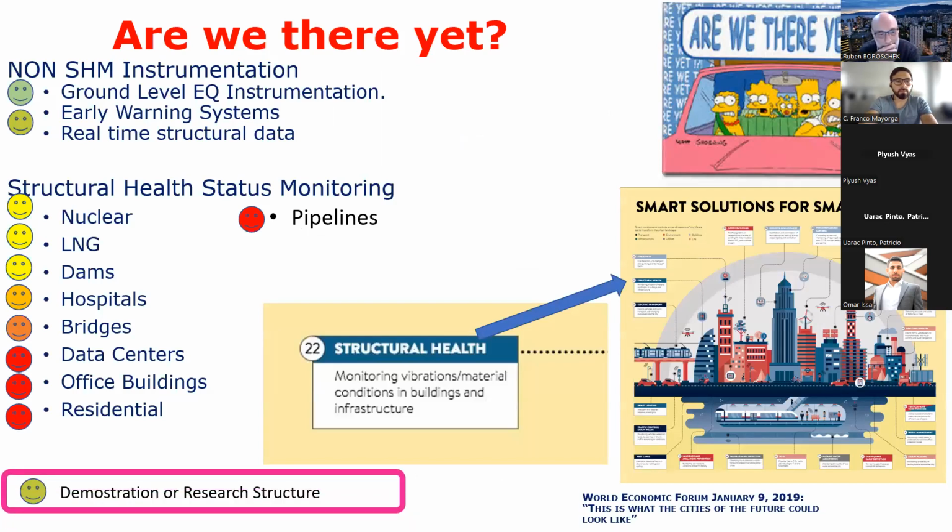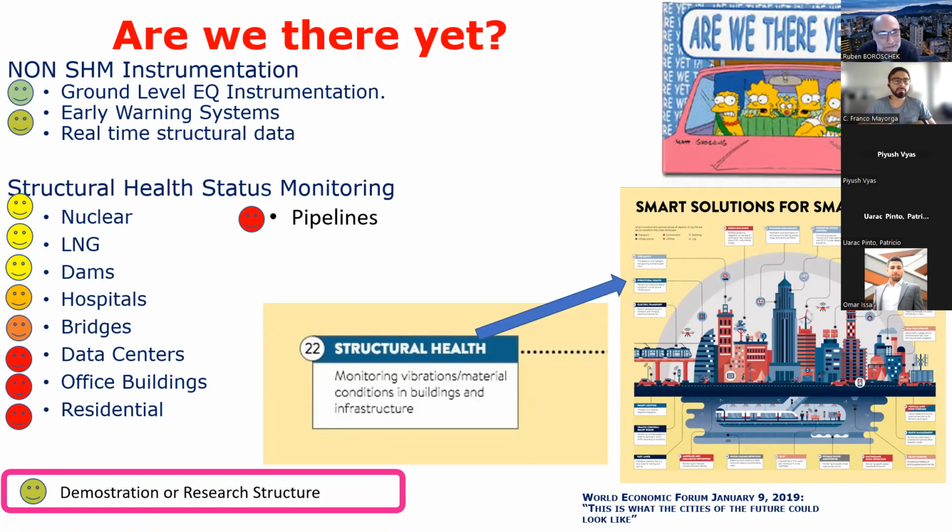Sorry for taking so long, but are we there yet with full smart cities? So in 2019, The Economist, in World Economic Forum, says that in order to have a smart solution and sustainable environment, one of the key issues, number 22, was structural health monitoring. So are we there yet?